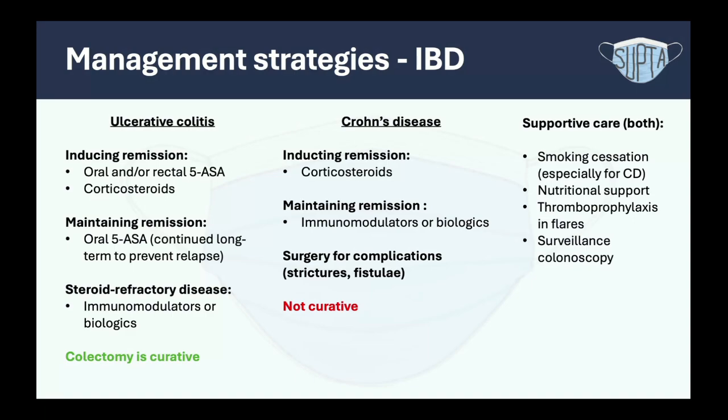Nutritional support is also important because patients with IBD usually suffer from malabsorption and also increased metabolic demands due to inflammation. They also have an increased risk of developing venous thromboembolism, and therefore giving them prophylactic anticoagulation may be considered to prevent any clots from forming. And patients with long-standing and extensive IBD are at an increased risk of developing colorectal cancer, and therefore regular surveillance colonoscopy is important for early detection and also treatment.